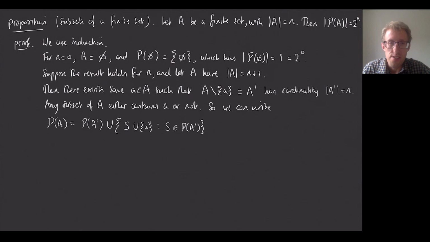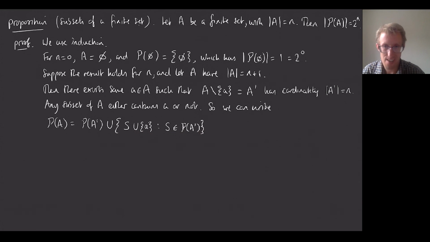Okay, and so that's all the possible subsets of A. So that's the power set of A. And notice that these two sets that we've split it up into are disjoint, because these ones don't contain the little a, these ones do contain little a. So there's no overlap between them. So these are disjoint. That means, according to the previous proposition, which is what you're proving on the problem sheet, that the cardinality of this thing is just the sum of the cardinality of this thing and the cardinality of this thing.